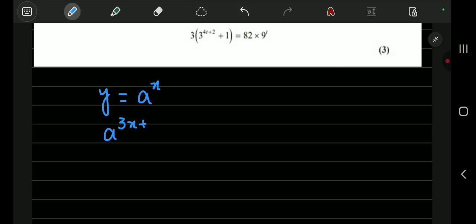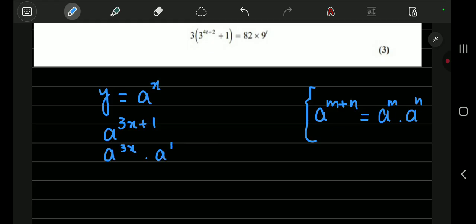Okay, so if we have a power like m plus n, that means we can split the powers as a to the power m times a to the power n, because we have the common base. If two numbers with the same base are multiplied, we can write the power as a sum of the powers. This is the law that we are going to use here. So it will become a to the power 3x times a to the power 1.